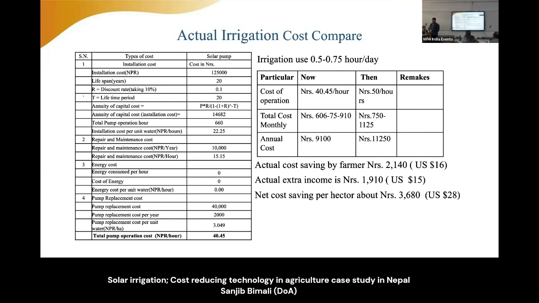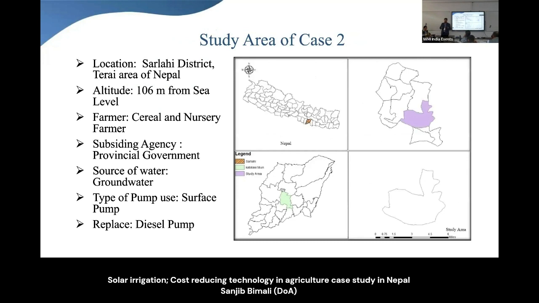So when the farmers talk about their income, they don't know about this type of operation cost. So we need to focus on whether installing the solar irrigation pump is really beneficial to them or not. Next, please. I want to go with the next case study.